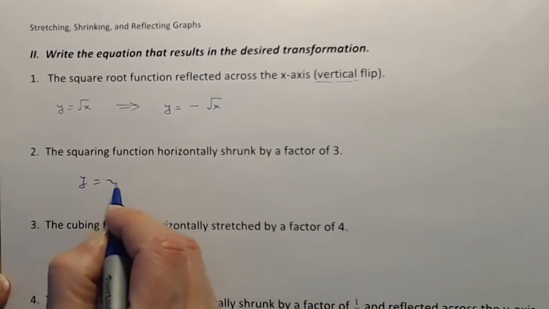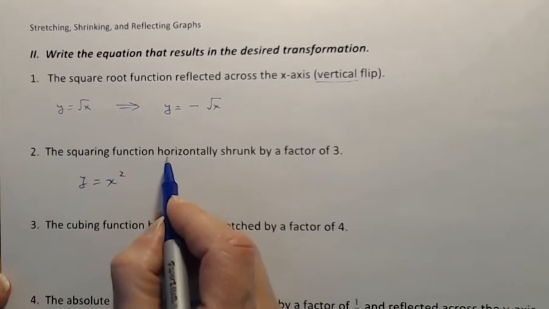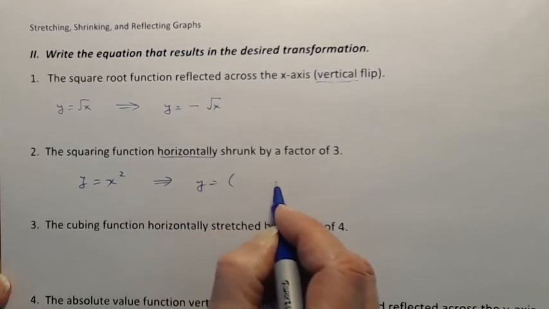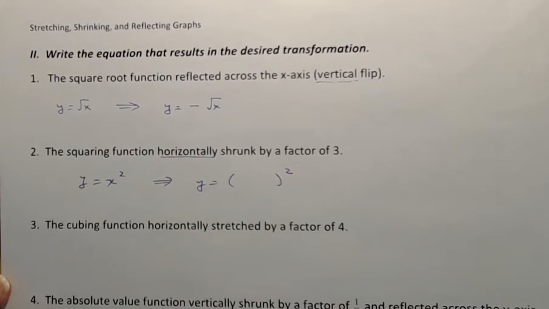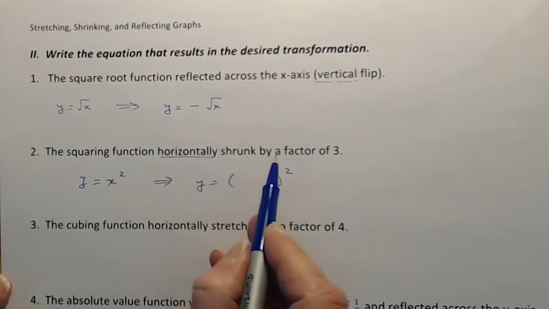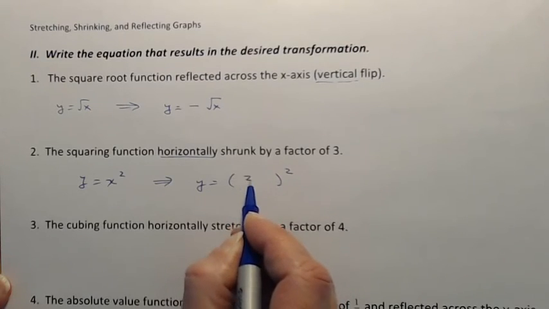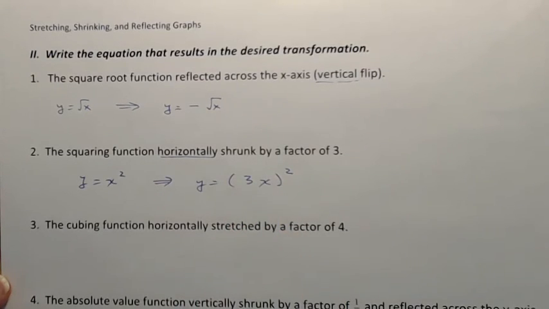Number 2 is the squaring function. Okay. Now remember, this is going to be horizontal. So something happens before I square it. Okay. If you shrink by a factor of 3, remember you're making it go 3 times faster. So you're multiplying by 3.